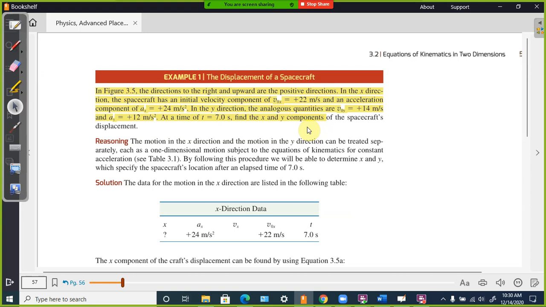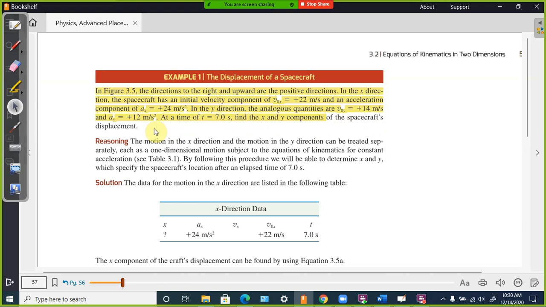Now, oftentimes we say that a sub y, the acceleration in the y direction, is negative 9.8 meters per second squared, but they have changed that here. Notice that it's 12 meters per second squared. So our usual assumption of negative 9.8, you wouldn't want to use that because they have specified otherwise. At the time t equals 7 seconds, find the x and y components of the spacecraft's displacement. So what we're looking for is the x and the y displacement, okay? The x and the y displacement.